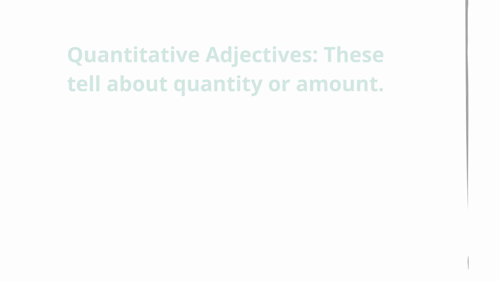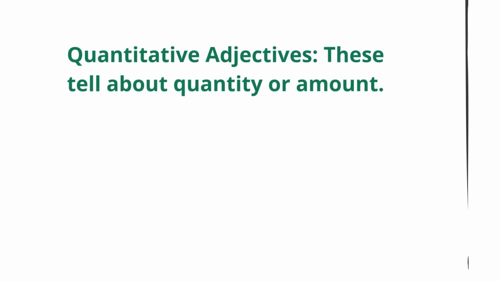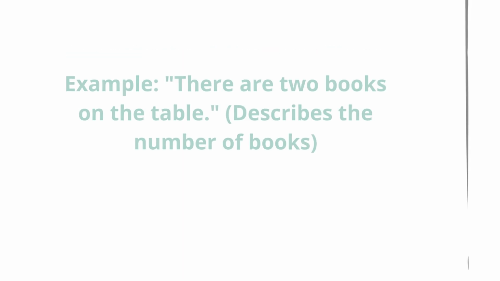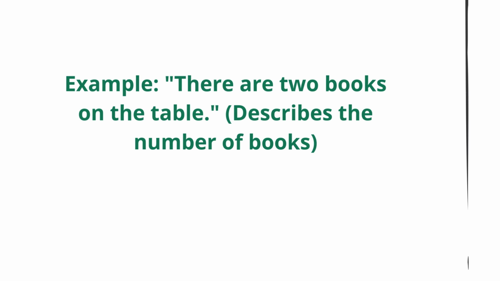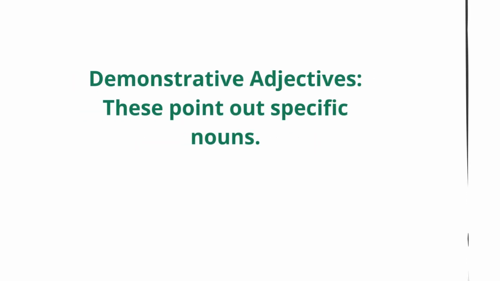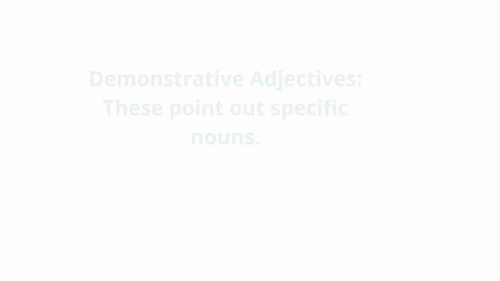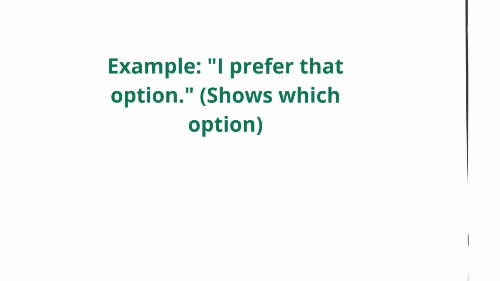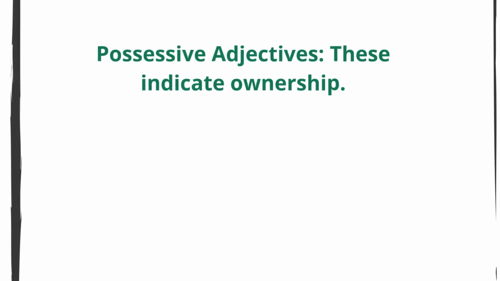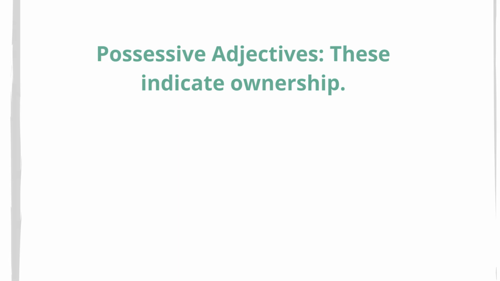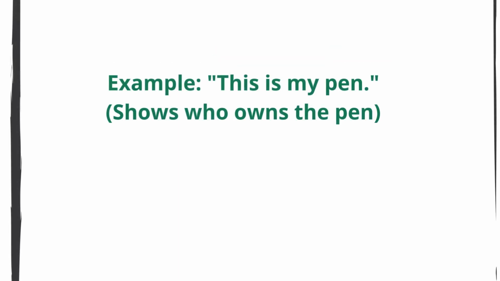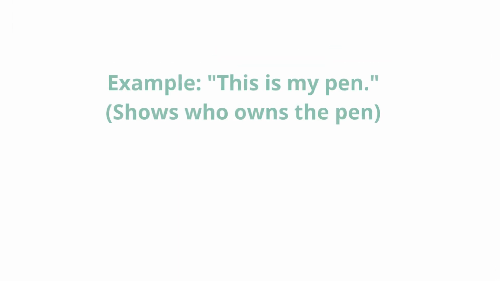Quantitative adjectives tell about quantity or amount. Example: there are two books on the table. Describes the number of books. Demonstrative adjectives point out specific nouns. Example: I prefer that option. Shows which option. Possessive adjectives indicate ownership. Example: this is my pen. Shows who owns the pen.